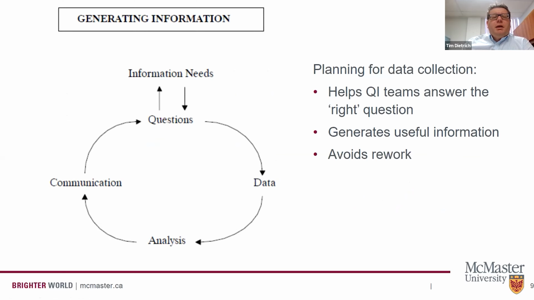So I like this little visual because it's obviously going to get us to our first learning objective. But as I said earlier, in quality improvement, we have information needs. We often translate that as data needs, but essentially we have information needs.